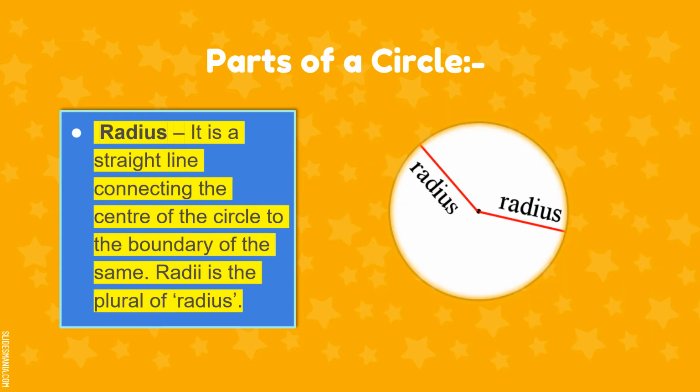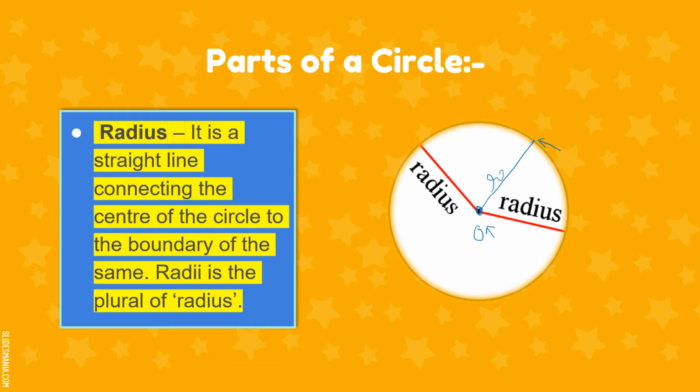So the next part is radius. What is a radius of a circle? It is a straight line connecting the center of the circle to the boundary of the same. And the plural of radius is radii. So here, where is the center of the circle? This is the center of the circle, right? Let me name it as point O. So now if I start from point O and I draw a line segment, let's draw it here straight, and it reaches the boundary.